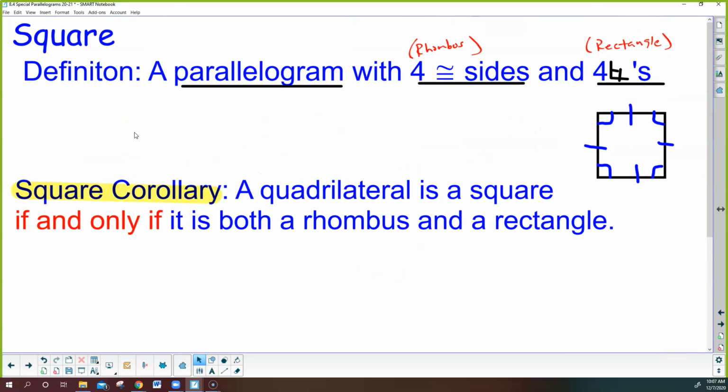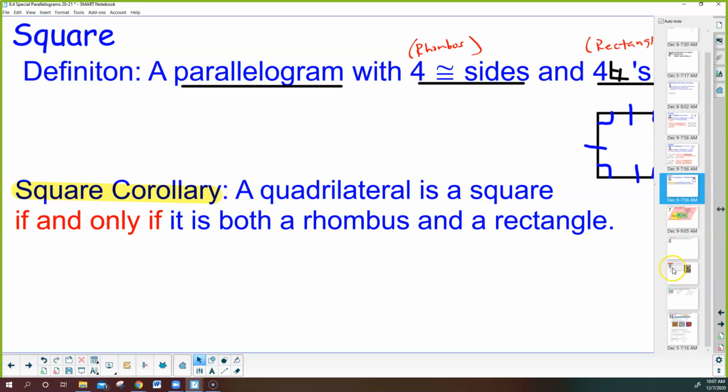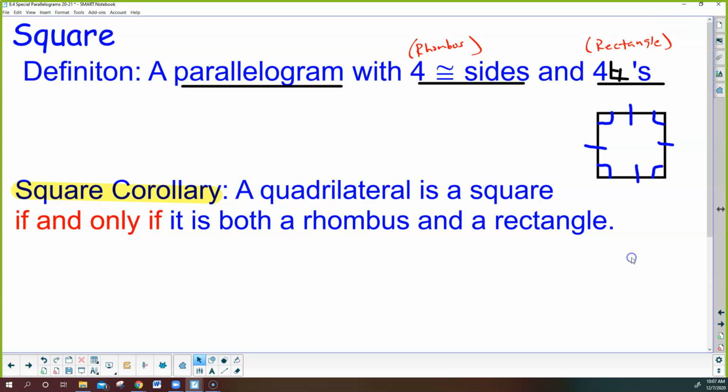So here's my thought on this: if you really understand what a rhombus is and all of its properties, and you understand what a rectangle is and all of its properties, then anything that shares both of those is a square. That's how we treat that. Okay.